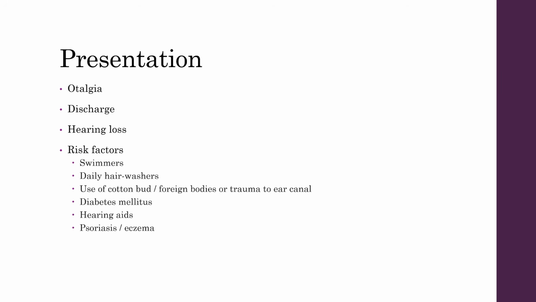Patients with otitis externa present with ear pain and discharge and may often have hearing loss as well. When taking a history, you'll want to be aware of certain risk factors such as swimmers, people that wash their hair daily, any use of cotton buds or other foreign bodies to the ear canal. Any background of diabetes mellitus is a risk factor for necrotizing otitis externa. Any use of hearing aids and any history of psoriasis, eczema, or other skin conditions around the ear.